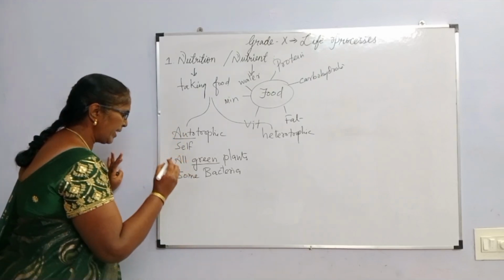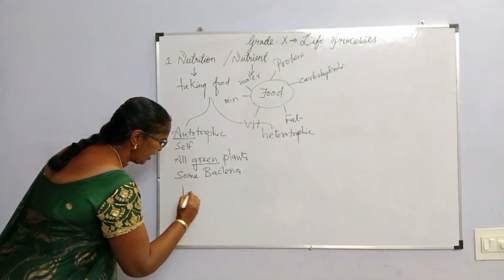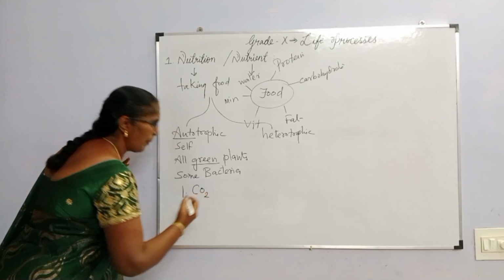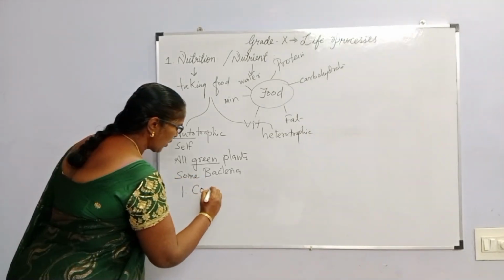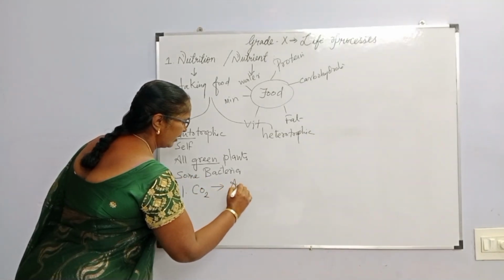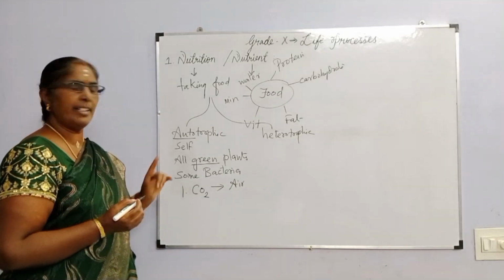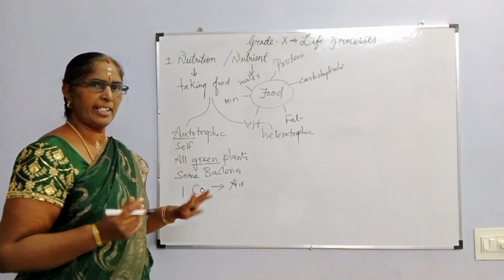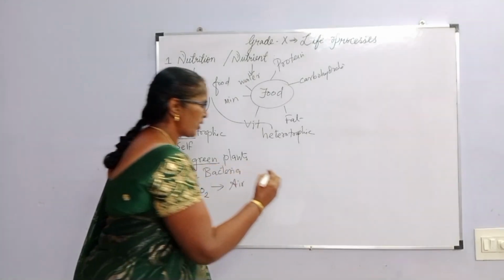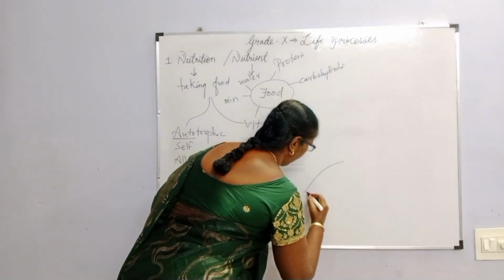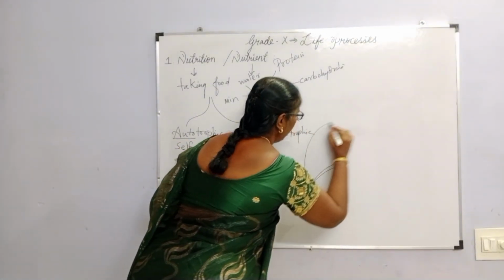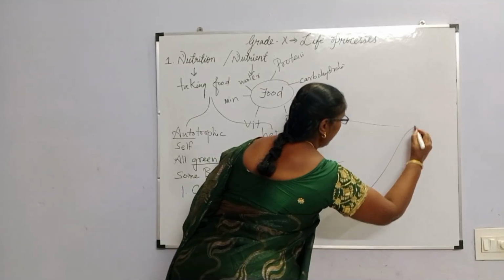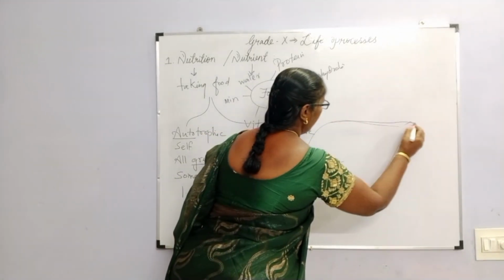What are the 4 raw materials? The first one is CO2, carbon dioxide. Where is the source of CO2? It is in the air, in the atmosphere. So the plant will absorb carbon dioxide. How will it be absorbed? Just see a leaf; I will draw a big leaf here so you can understand easily.